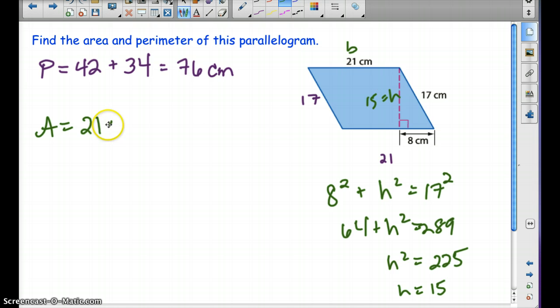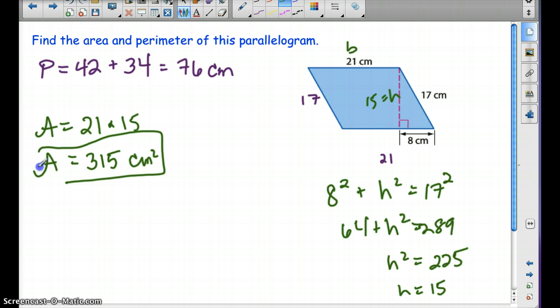So then it's going to be 21 times 15. So your area is going to be 315 centimeters squared. So hopefully you got that for your answer for area. If you didn't, you can ask me a question tomorrow.